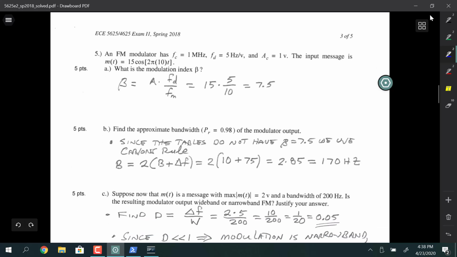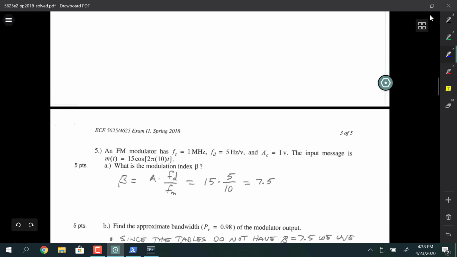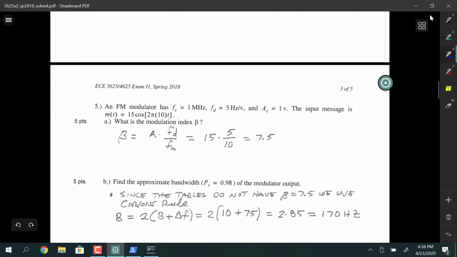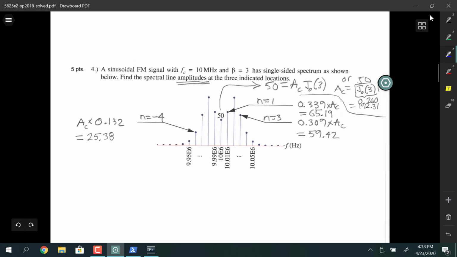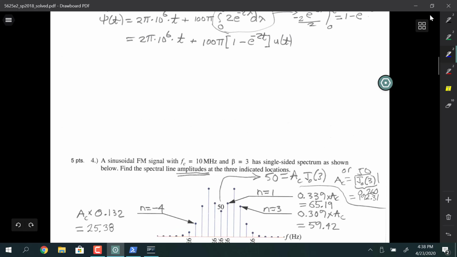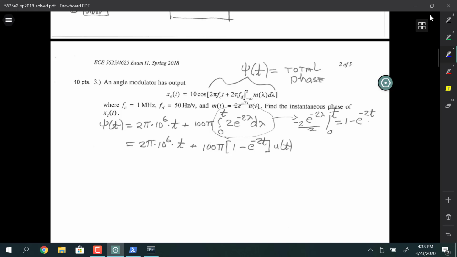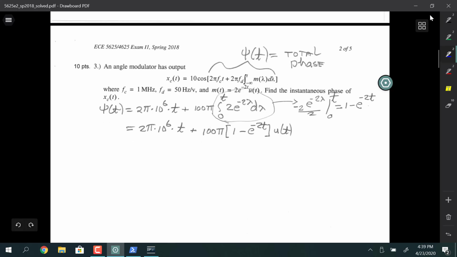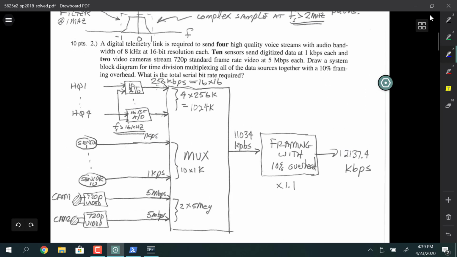This is a Carson's rule problem in beta. We had that maybe in a practice quiz, but these are nice problems. This is kind of a nice problem too. It's just involving the basic definitions of FM.